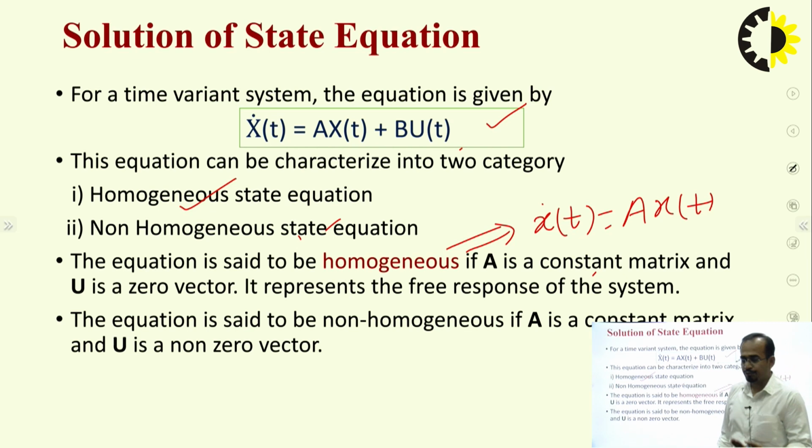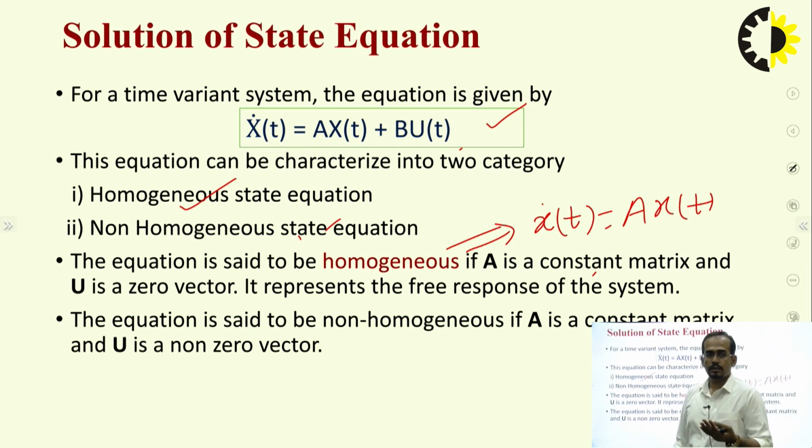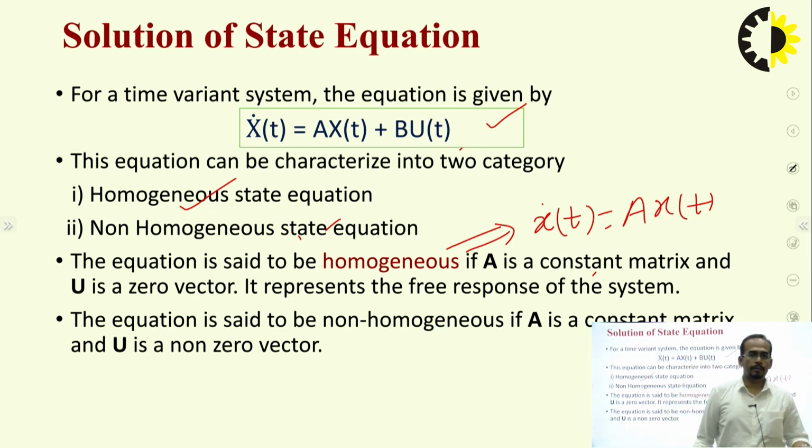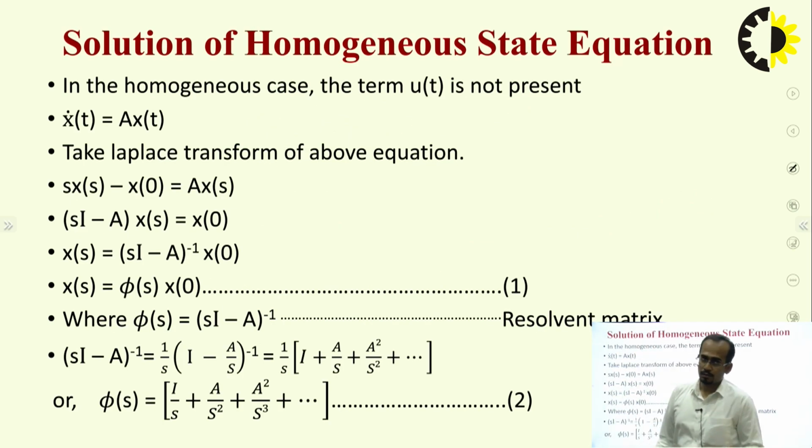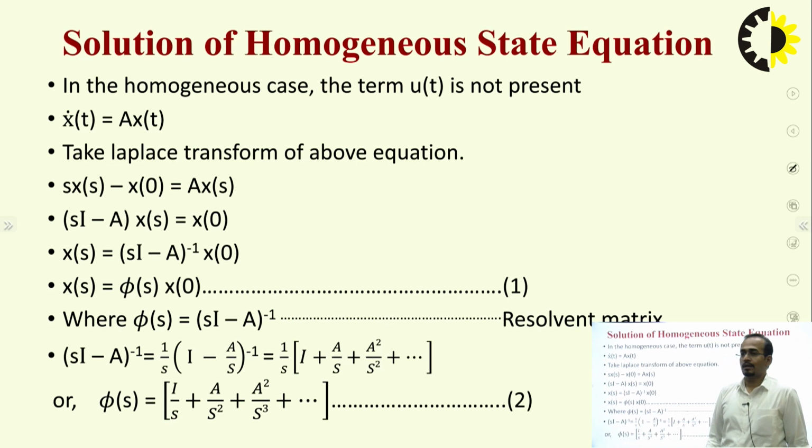What is the difference between homogeneous and non-homogeneous equations? In the homogeneous equation we are considering u(t) as 0, but in case of the non-homogeneous equation we are considering u(t) as a non-zero vector. Now coming to the solution of this homogeneous state equation. In case of the homogeneous equation I am considering only x(t) and considering u(t) as 0, or I am considering that u(t) is not present. So this equation will become x dot t is equal to Ax(t).